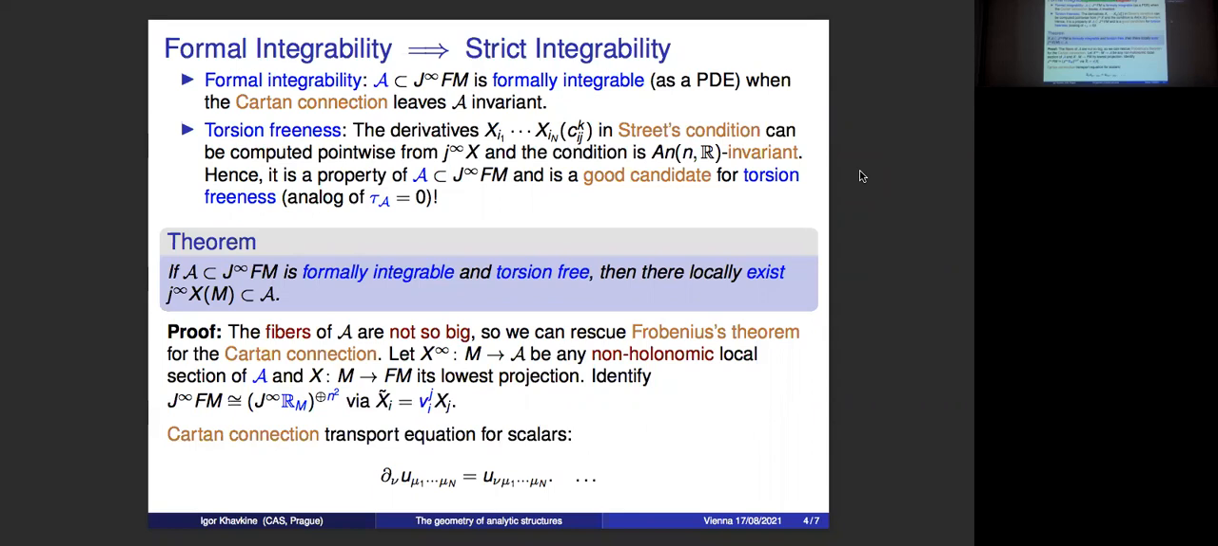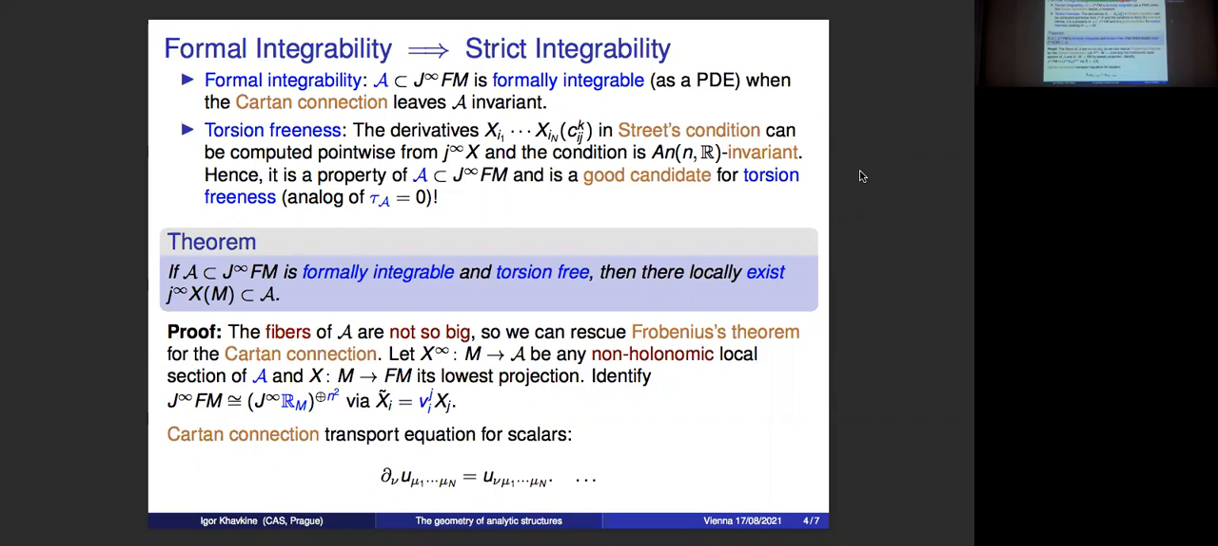So what we would like to do is to rescue Frobenius' theorem for the Poisson connection on this bundle. It's well known that Frobenius' theorem fails in infinite dimensions, but here the dimension is not so infinite that you can't do it. All right, so how do we do it?